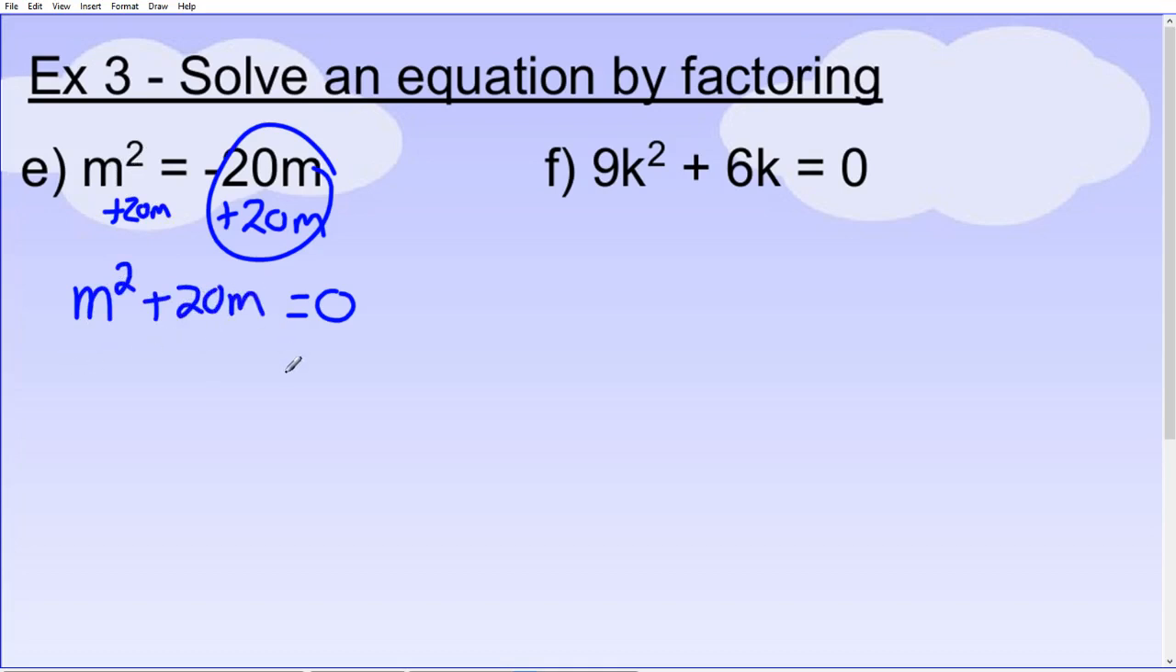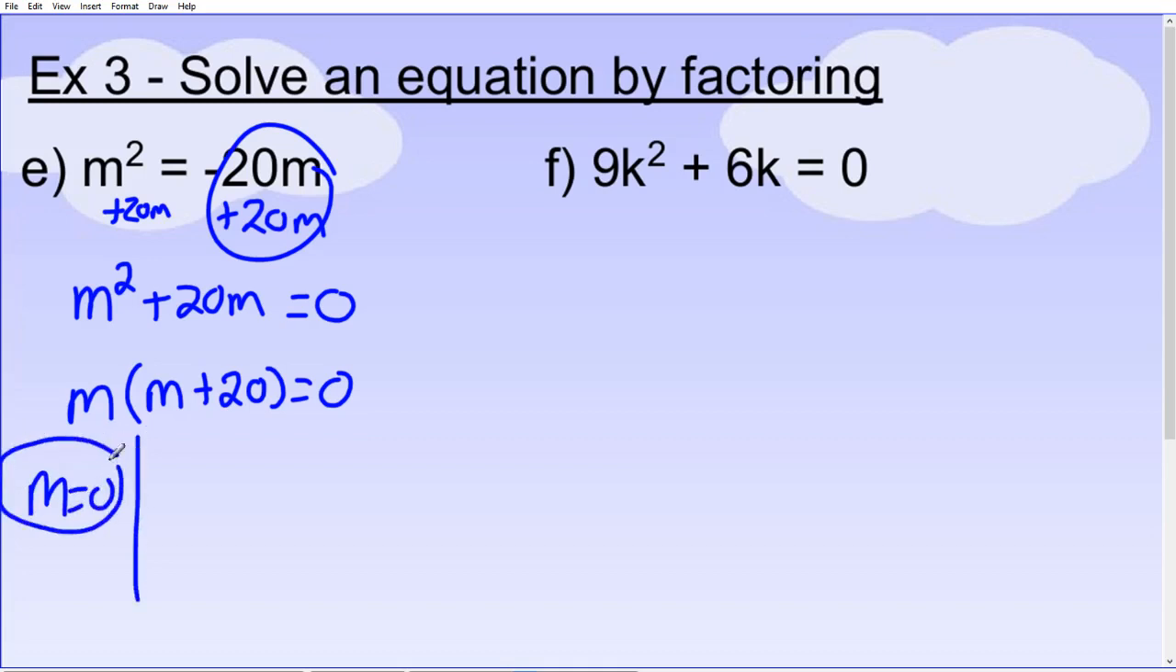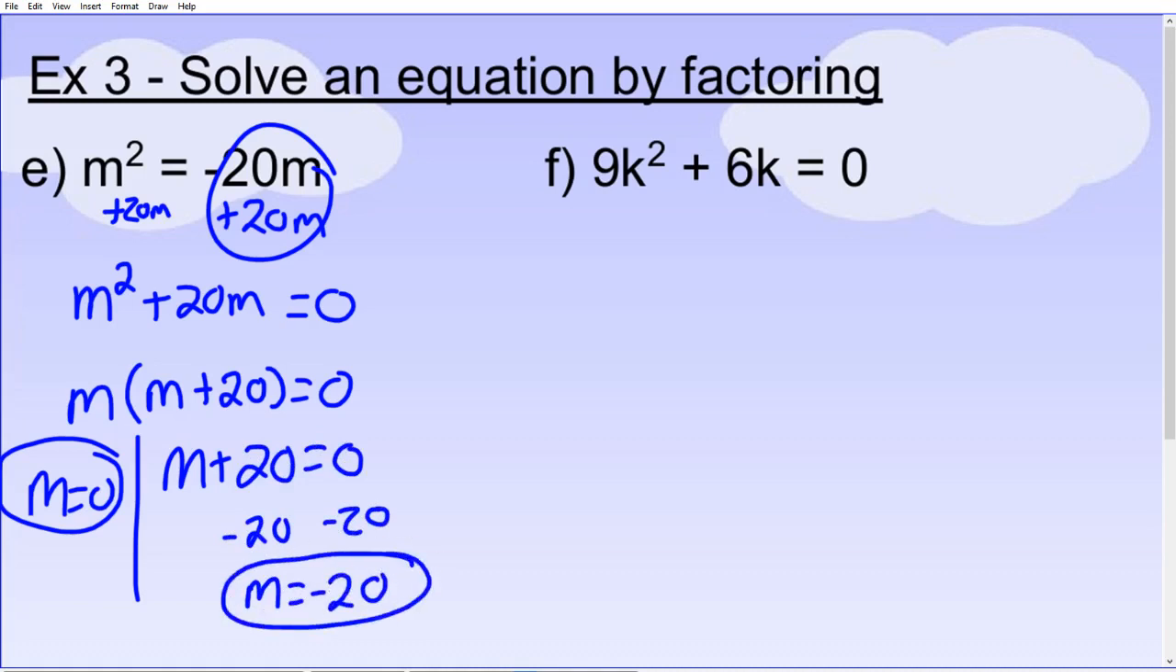Now, I'm going to factor. They both have a common factor of m. So if I factor out an m, I'm left with an m plus 20. Now I separate and solve. My solutions are either m equals 0, he's done, or m plus 20 equals 0. I subtract 20 on both sides, and m equals negative 20.